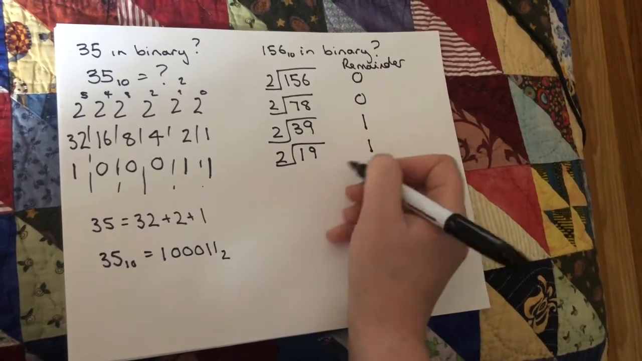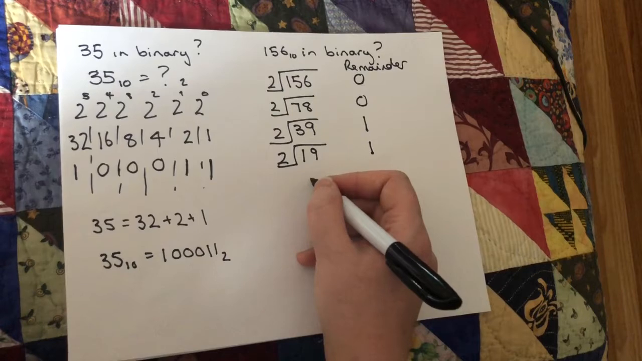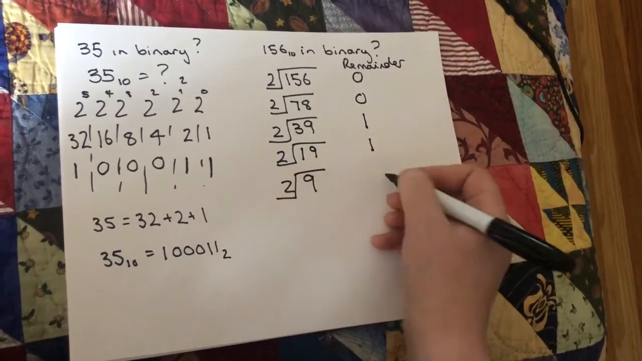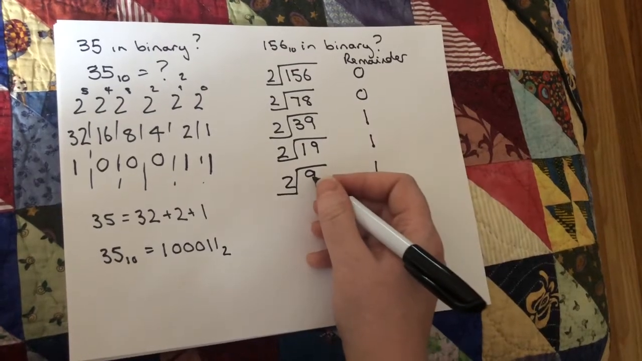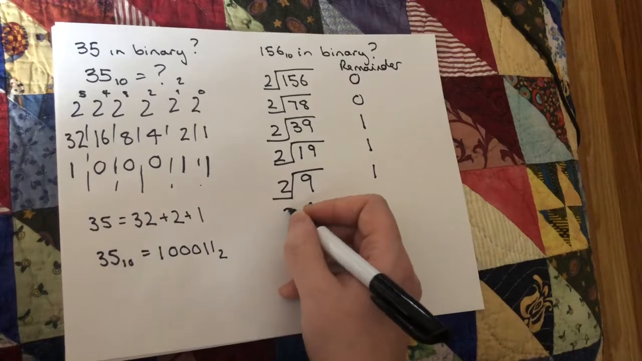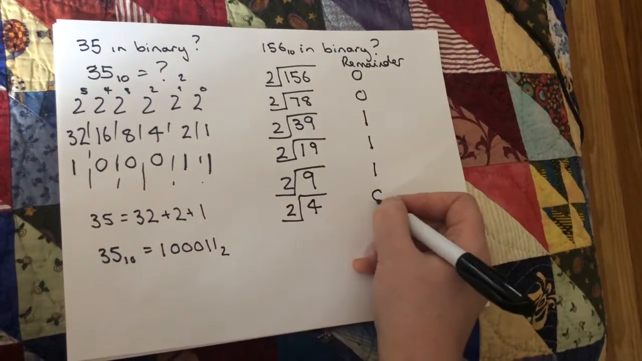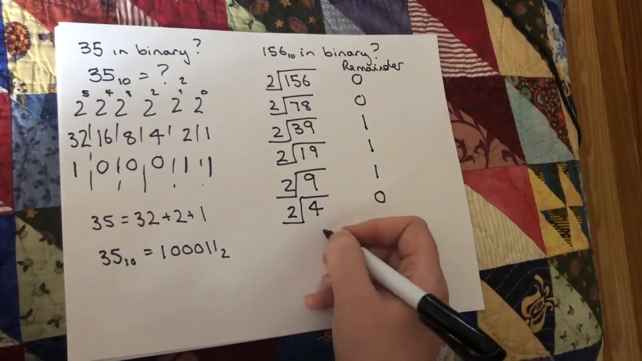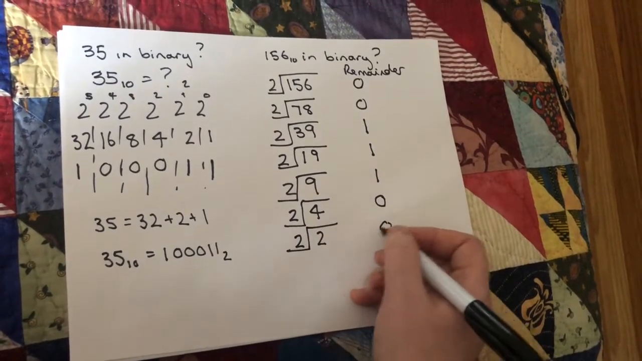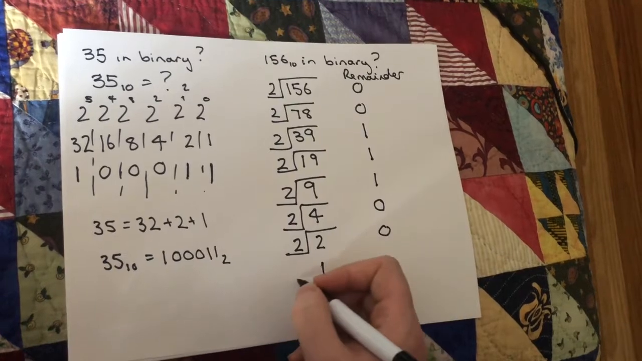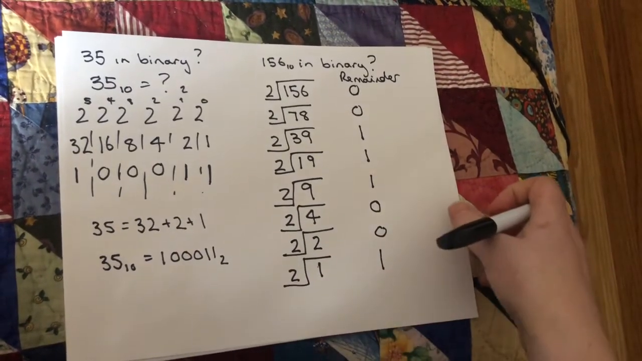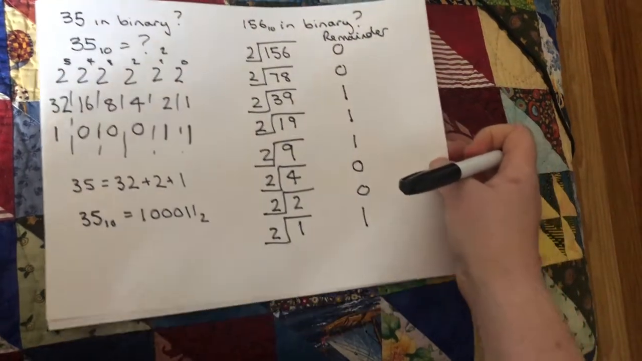Now 19 minus 1 is 18. 18 divided by 2 is 9. Now that's odd, so it has a remainder. So we take away 1. 8 divided by 2 is 4, which is even. So there's no remainder. 4 divided by 2 is 2, which is even. 2 divided by 2 is 1. And 1, of course, has a remainder.